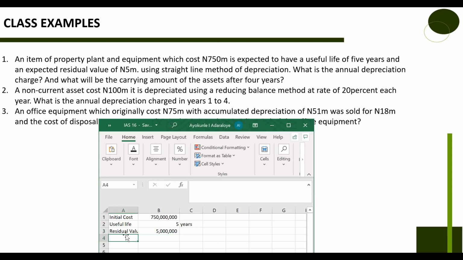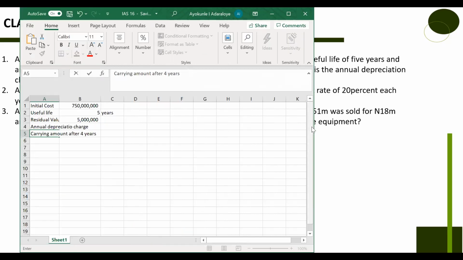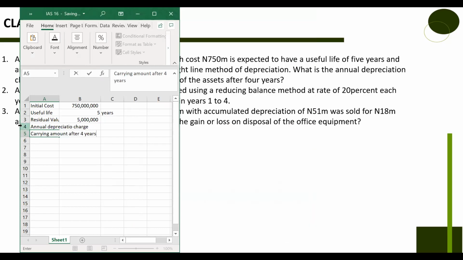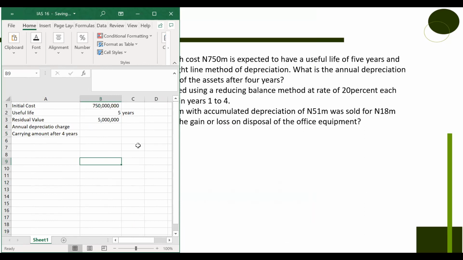So our first question is what? Annual depreciation charge. Our second question is what? Carrying amount after 4 years. Okay, so let's use our Excel now. Let me bring it up a bit. So what I did so far was just to write out the information. You confirmed that you could see my screen, so let's just continue. Okay, so this is the information that we have, right?